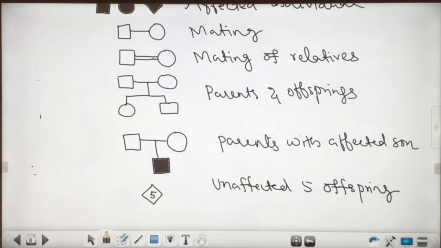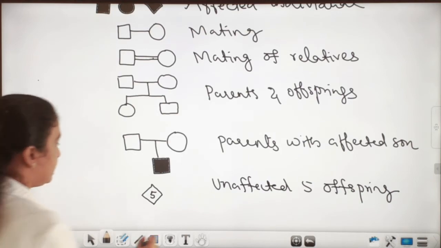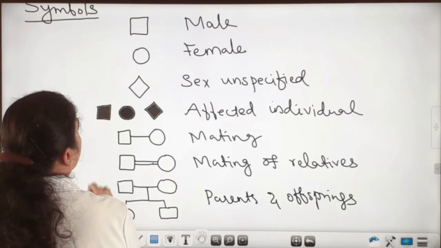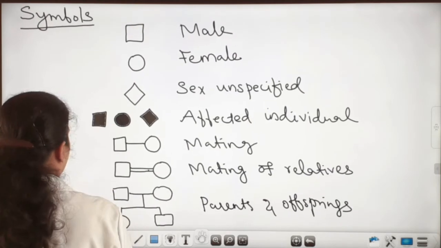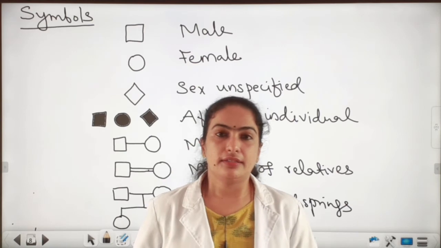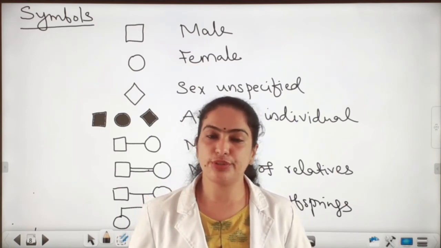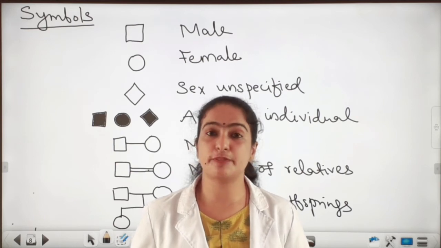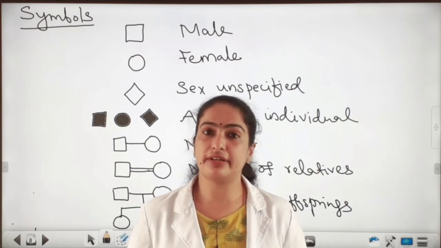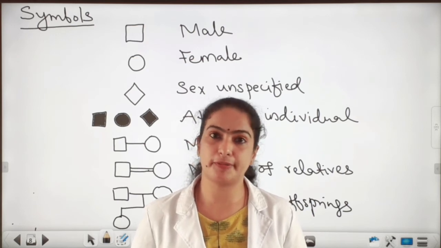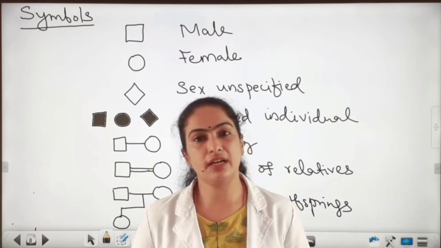Okay. So these are the symbols used in pedigree. Is it clear about the symbols? Okay. Now we can see, as I told you about the analysis of a particular trait, whether that trait is expressing in any generations of this particular family, that can be analyzed through this pedigree analysis.